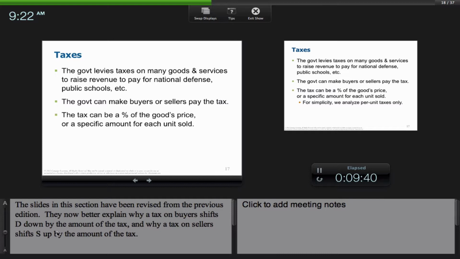As a percentage of the price, or you can tax for each unit sold. Which one is more common?